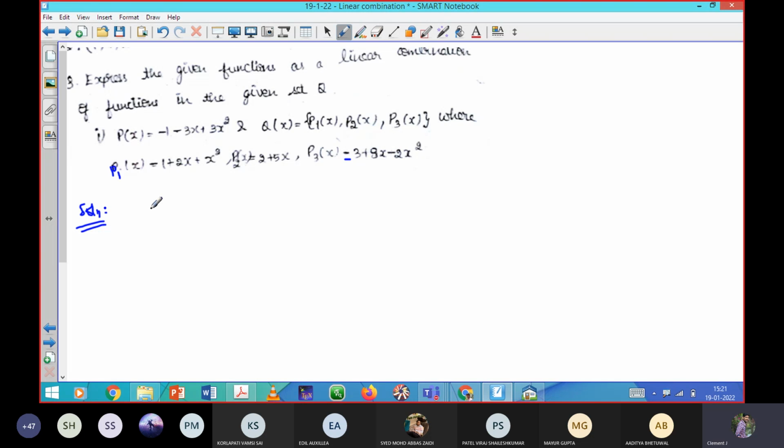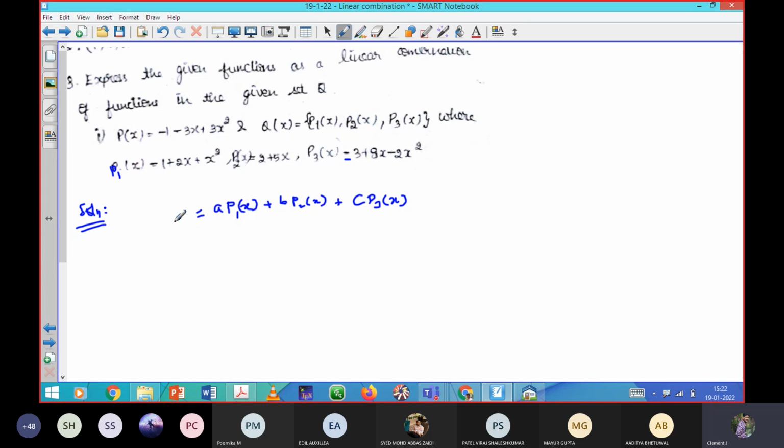So they are asking you to write it in the way like P1 of x, then P2 of x, P3 of x. So what values can I fill in here as coefficients? Any guess? What will be the coefficients? Same as we followed with ABC. That's it. A, B, C.